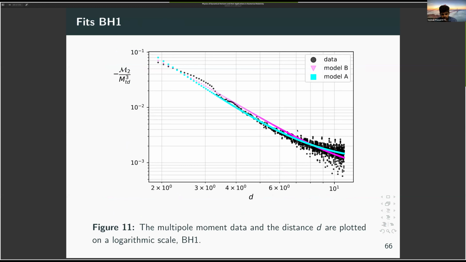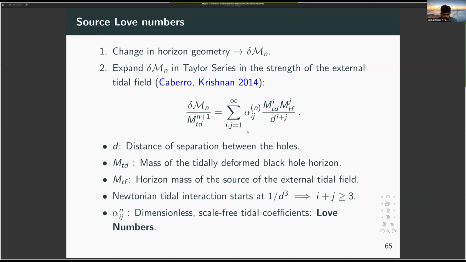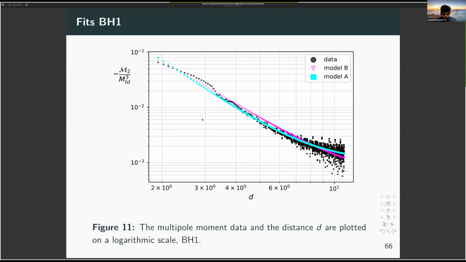So here is a plot of how this model that you see on the screen can be successfully used to explain how black holes deform. What you see on the screen is the n equal to 2, the quadrupolar deformations of one of the two black holes, black hole 1 actually, the one which is more massive, plotted on the y-axis. And what's plotted on the x-axis is the distance of separation between the two black holes. The data points in black are computed from numerical data, from numerical relativity.